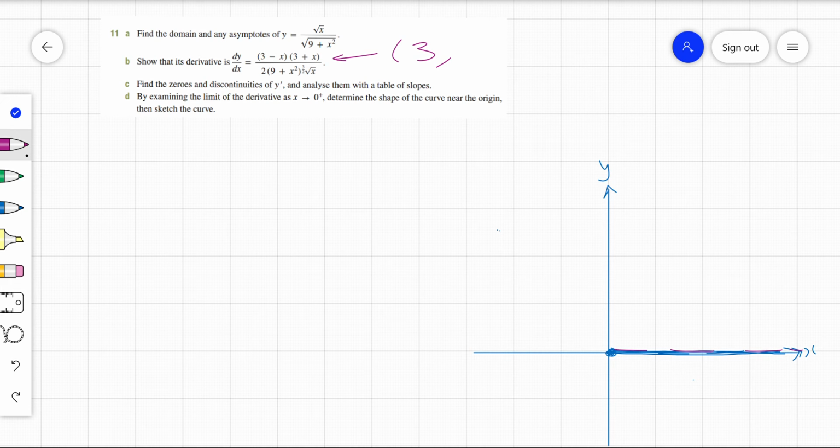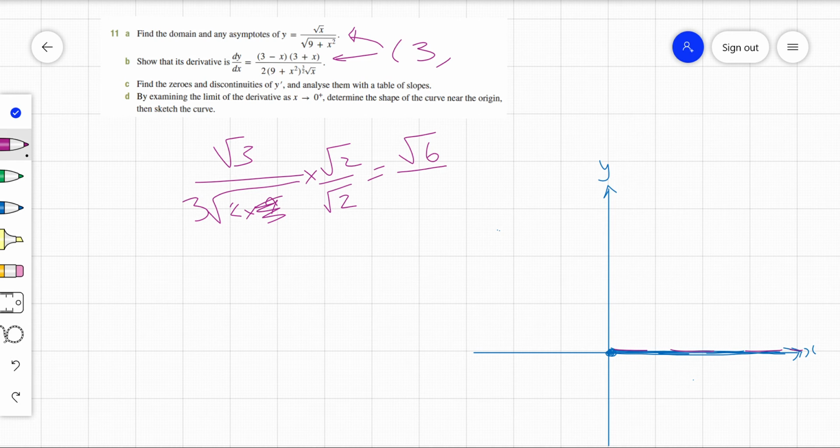And when I sub 3 in to find my y value, what have I got? Root 3 over root 18, so 2 nines. So I've got 3 root 2, and I'm going to times by root 2 on root 2, which gives me root 6 on 3 2s, 6, root 6 on 6. Is that right? Yep. Alright, so root 6 on 6 is our stationary point.